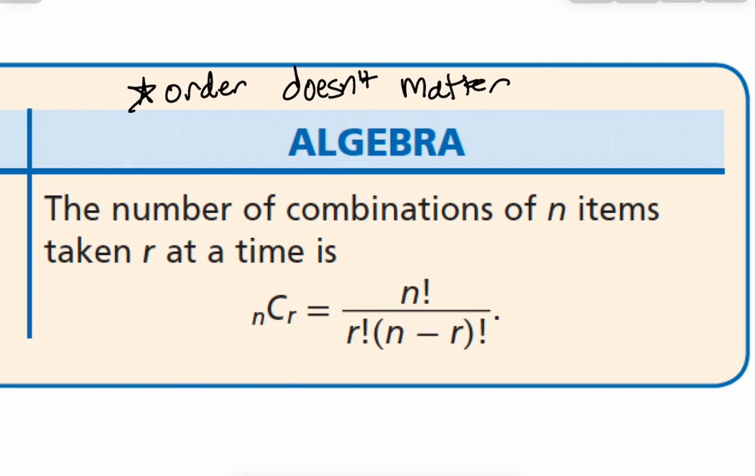Order doesn't matter. In a combination, order doesn't matter. We had n items. We are picking 3 of those items. Order doesn't matter. We have n items. We are picking 3 of them. In a combination, it's important to know the difference. It will help you when you go to decide which formula to use.